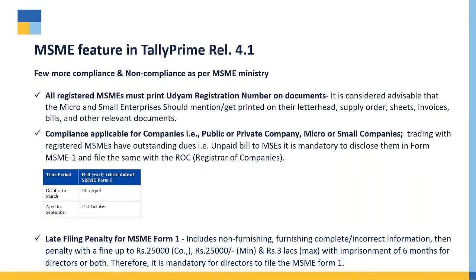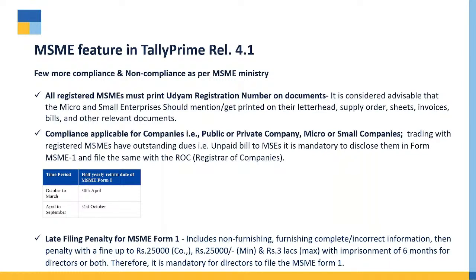So if I have to pay MSMEs within 45 days and I'm not adhering to that credit limit, these details of unpaid and delayed payments to MSMEs have to be submitted in Form 1, which is a half yearly return. We'll see how we can do it from Tally and so on. It is a half yearly return, October to March, and it is due to be filed by 30th April.